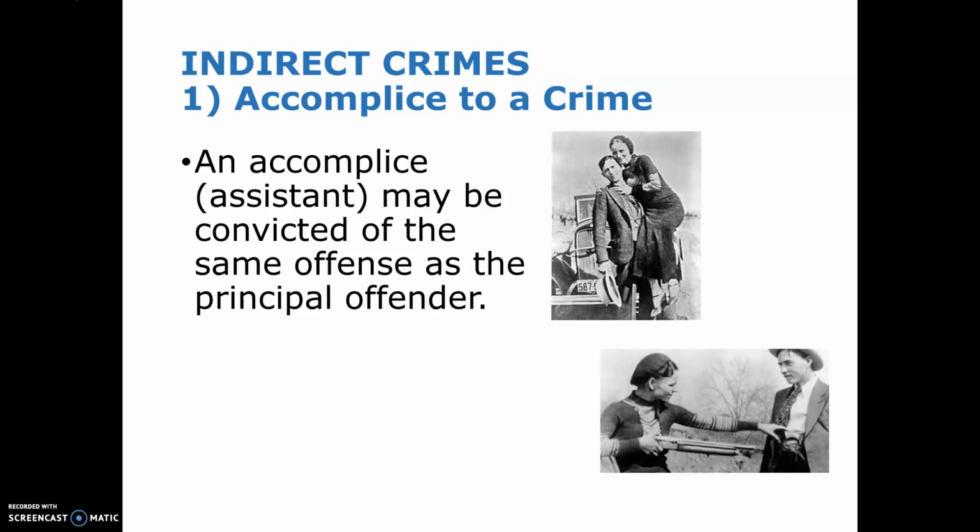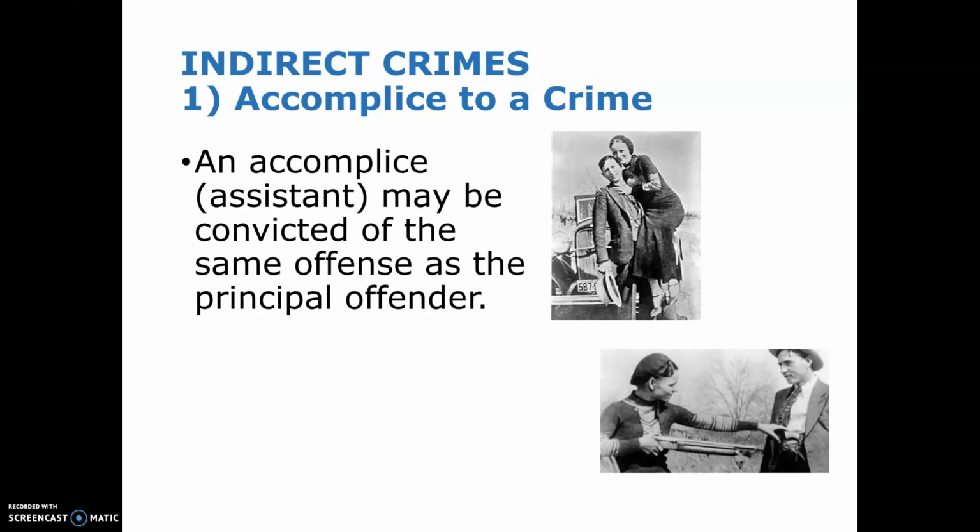Now you can see the pictures that I have here. This is Bonnie and Clyde. If you're not familiar with them, this was a couple that committed multiple kinds of robberies and burglaries across the Midwest during the Great Depression. They were considered to be accomplices because both of them had their role in committing these crimes. So an accomplice is considered an assistant, someone who helps in committing the crime.